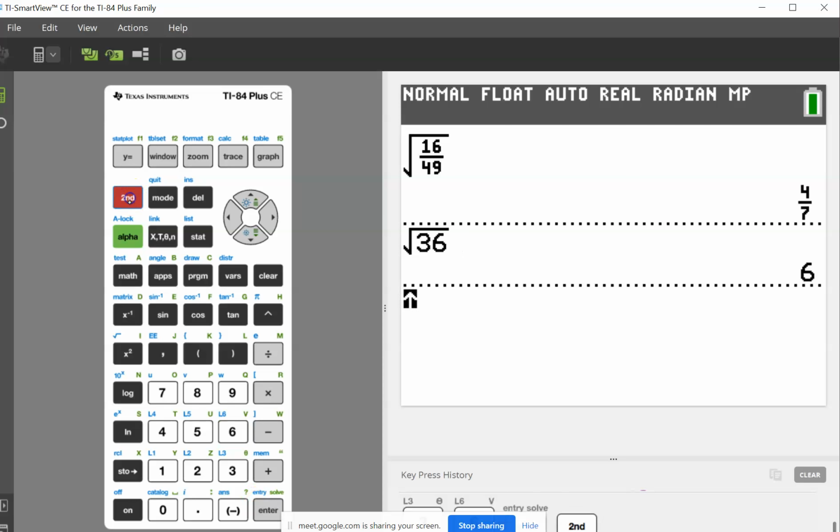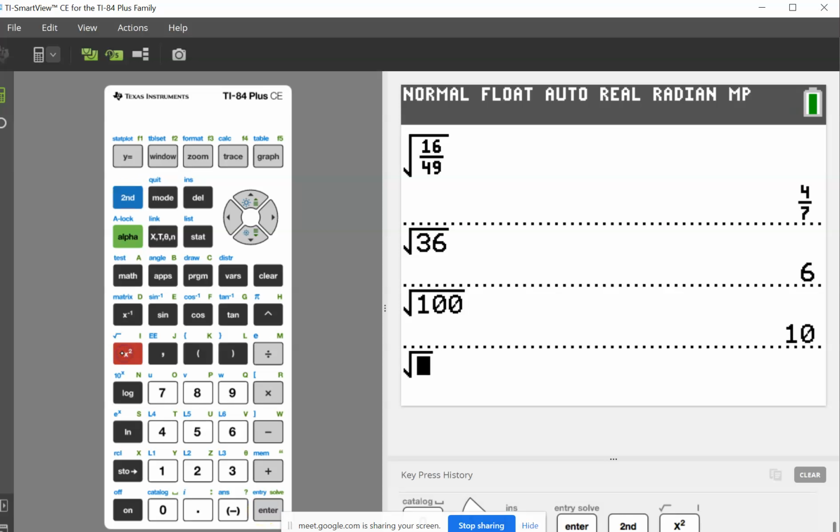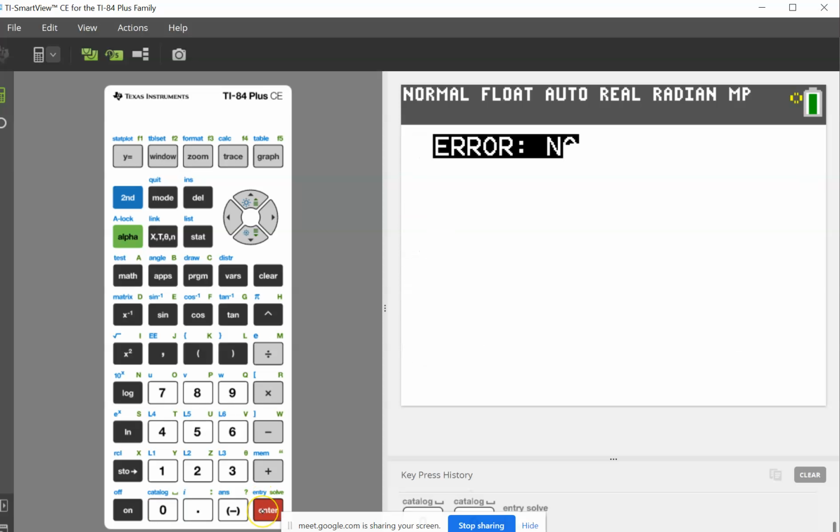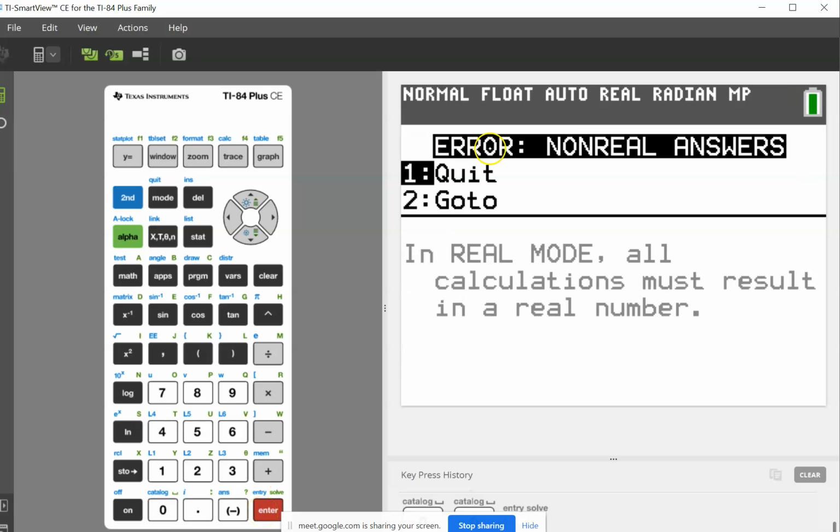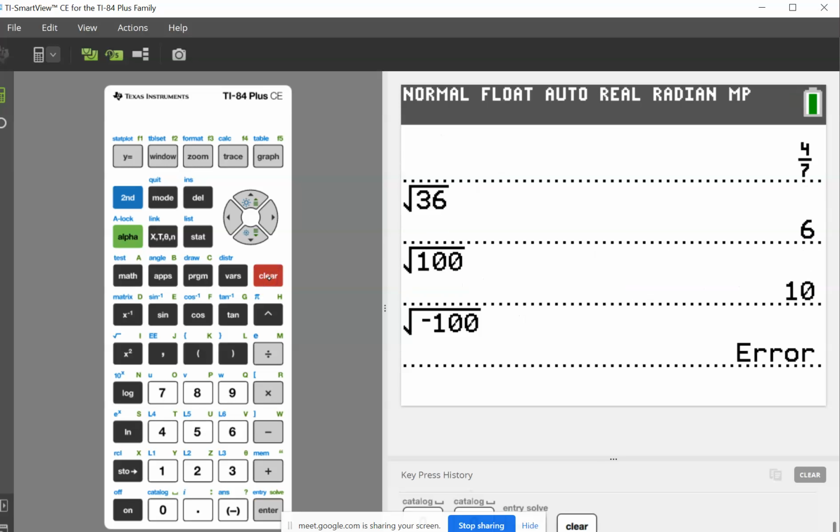A minute ago, I did the square root of 100, and we had the answer 10. If you were to type in the square root and you put a negative 100, I want you to see what you're going to get. You get an error, and it tells you there is a non-real answer. So if you're keying this in on the calculator, it's going to give you the non-real for a scenario such as that.